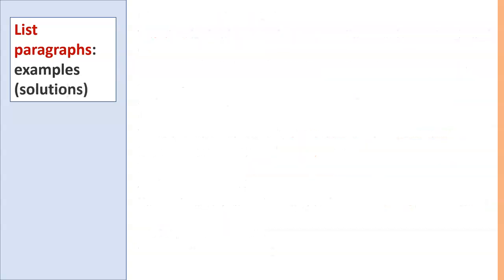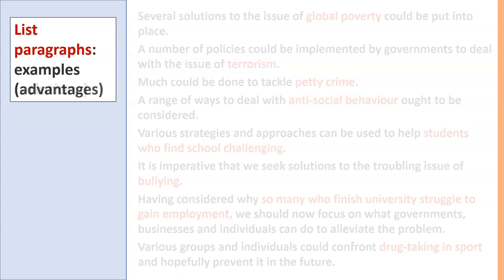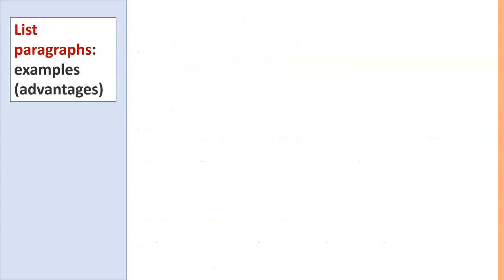So again, in this causes and solutions, this problem and solutions essay, you might start your solutions paragraph with a topic sentence like "Several solutions to the issue of global poverty could be put into place," and you spend the rest of the paragraph giving a list, 2, 3, or 4 of those possibilities. You might explain each of those possibilities with an extra sentence, and we'll see an example of that in a moment.